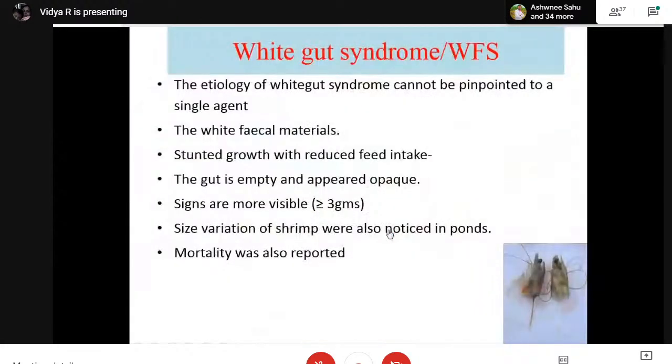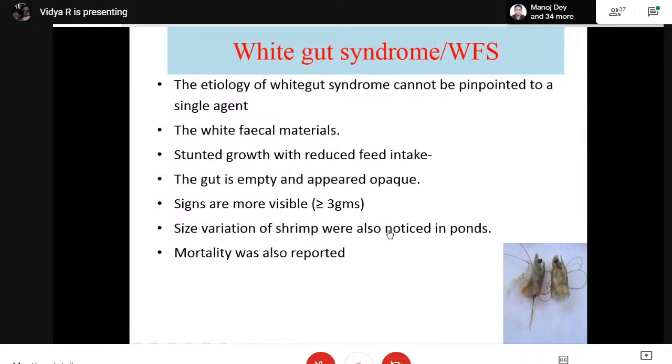And the next one is white gut syndrome. This white gut syndrome, as we know, occurs in AHPND, where there is a white gut. Similar conditions are present in Indian conditions also, but it is not correlated with Vibrio parahaemolyticus. It is correlated with other pathogens like microsporidiosis, which is caused by EHP. So EHP, as well as high Vibrio loads, also cause white gut syndrome in Indian conditions, but not AHPND.